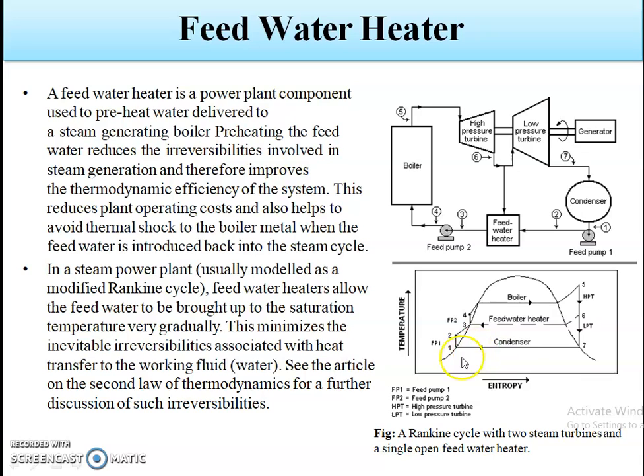Here FP1 is feed pump 1 and there is feed pump 2. HPT denotes the high pressure turbine and LPT denotes the low pressure turbine. After the isentropic expansion process in the turbine, the excess steam goes to the condenser, then to the feed water heater, and is again recirculated to the boiler. In this process we do not allow excess water from the water treatment process, so we recirculate again and again, and the irreversibility is based upon the second law of thermodynamics.